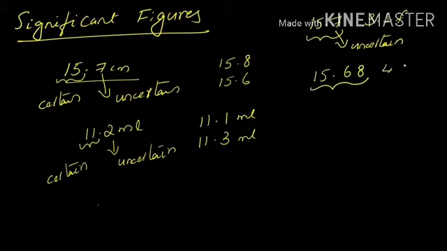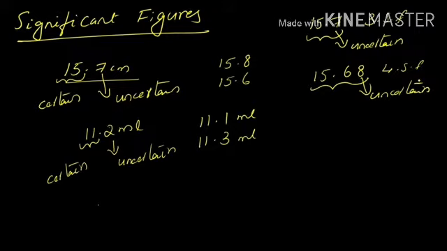15.68 has 4 significant figures. Among that, the last digit, 8, is the uncertain value. That means in 15.68, up to 15.6 the measurement is very perfect. It is accurate. 15.6 is accurate. After that, whatever digit comes is the uncertain value.